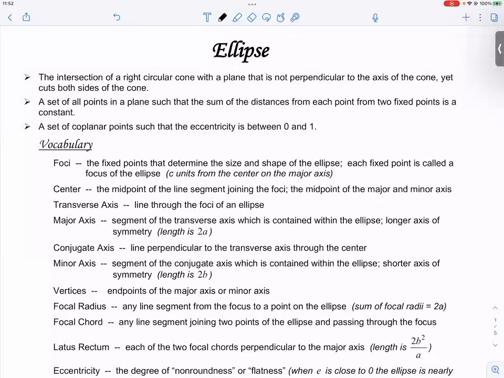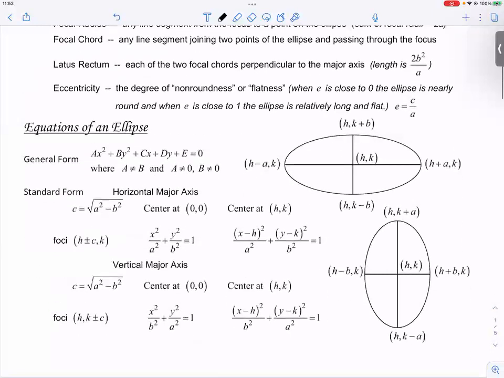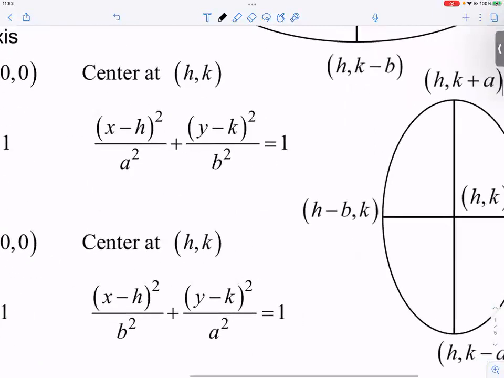So we will look at the ellipse today, and now there are a lot of words here. Let's not look at the words, okay? Let's focus on something right here. Now, I want to focus on these two equations, okay? These two equations, well, they're important.